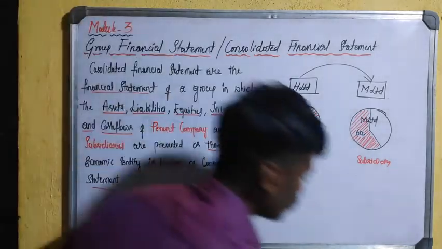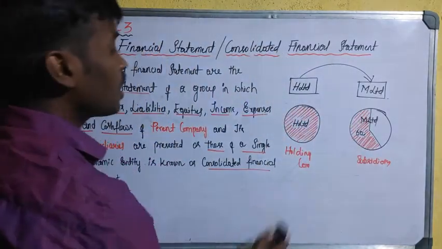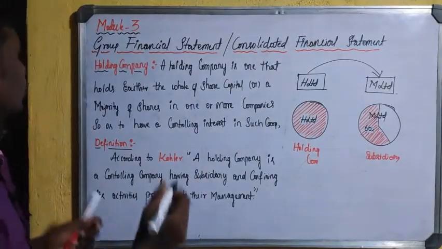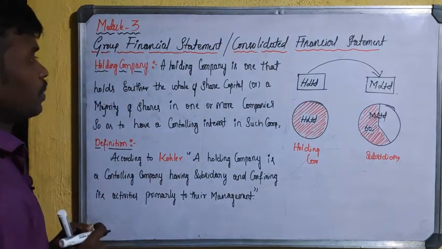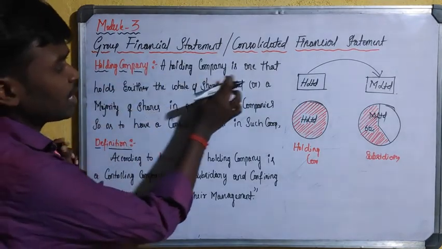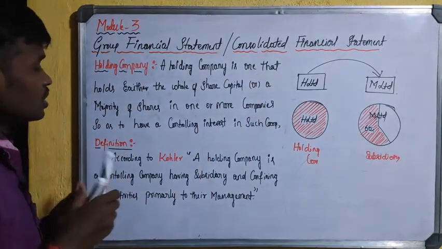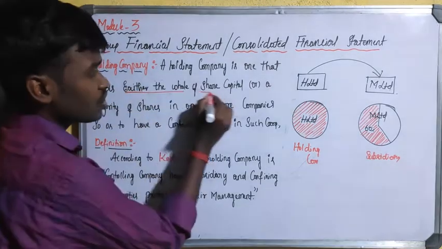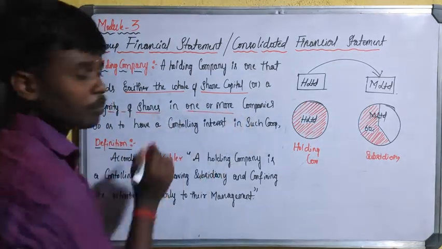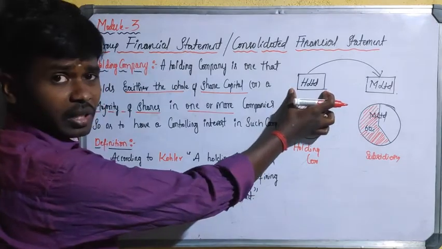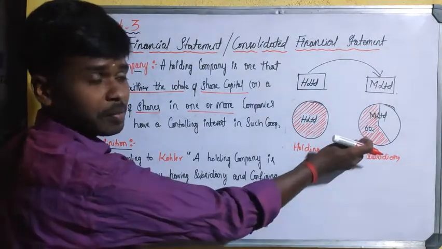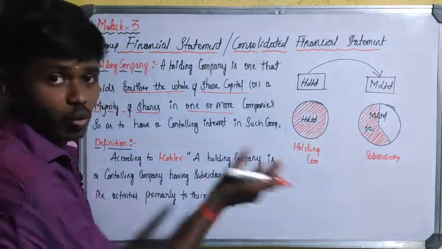Okay, so now take down the heading as holding company and subsidiary company. What is a holding company and a subsidiary company? First we will discuss the holding company. Okay, so take down what is a holding company. A holding company is one that holds either the whole of the share capital or a majority of shares in one or more companies. See, in this example, H Limited holds a majority of share capital in M Limited, right? Here it holds only 60%. If needed, it can hold 100% also, no issues.